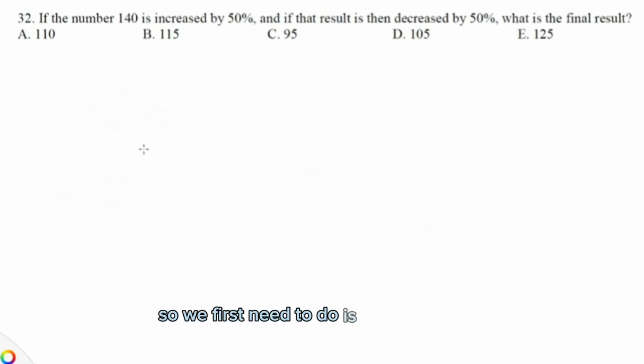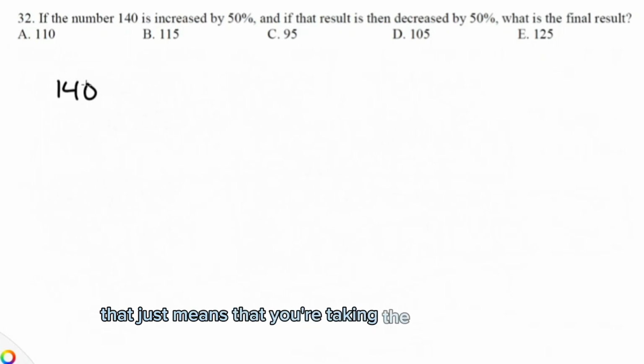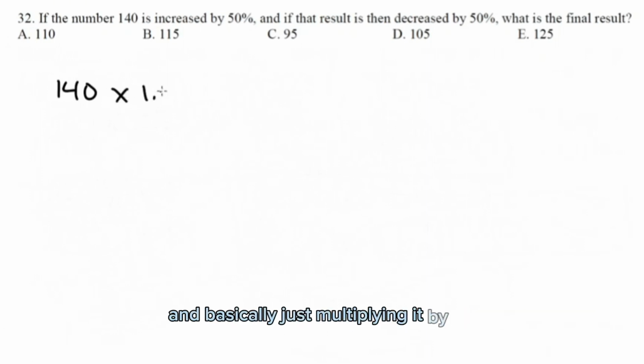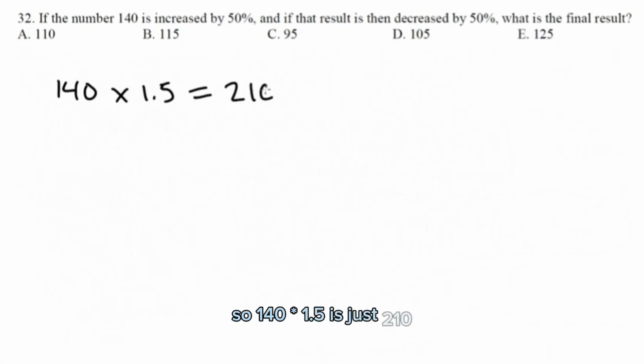What we first need to do is take 140, and ask what an increase by 50% means. That just means that you're taking the current number and multiplying it by 1.5, because you still retain the original number, and then you're just adding 50% of it. So 140 times 1.5 is just 210.